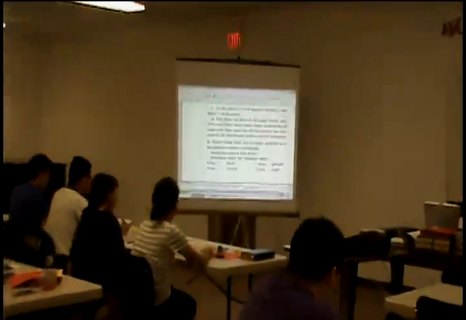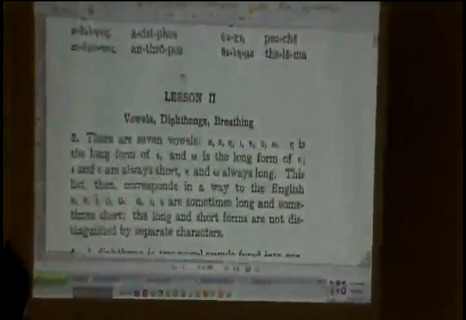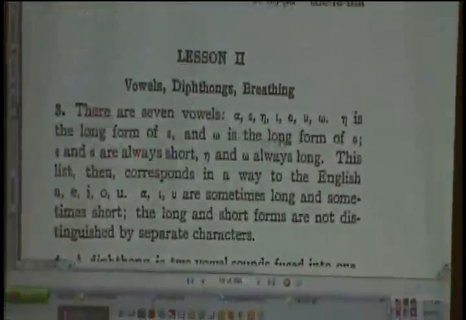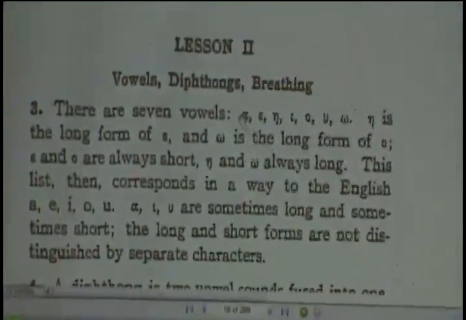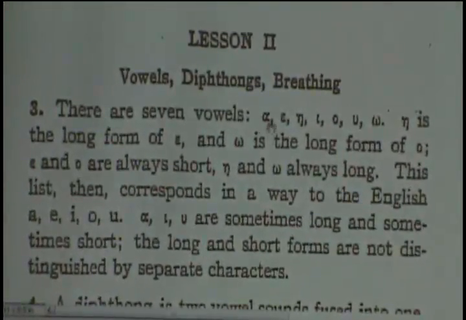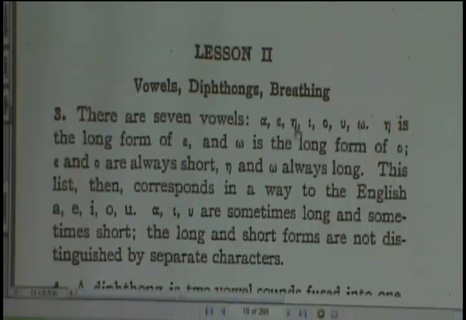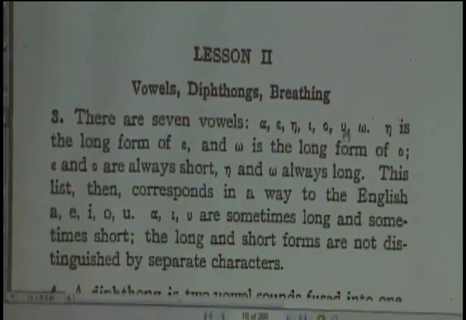All right, then let's move on to lesson 2, vowels, diphthongs, and breathing. There are 7 vowels in the Greek language. Let's say them together. Alpha, epsilon, eta, iota, omicron, upsilon, omega.